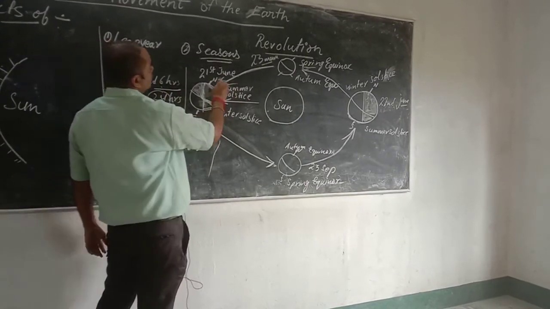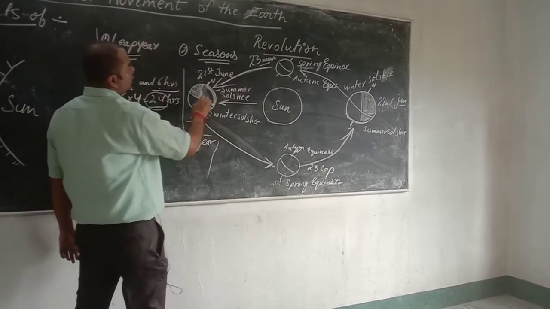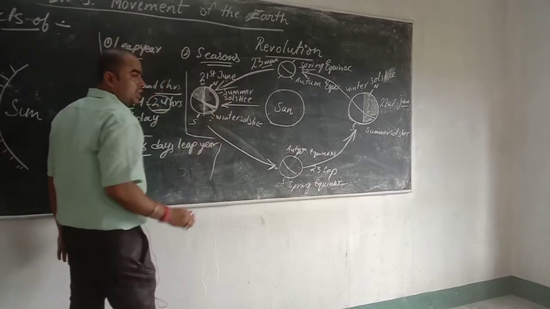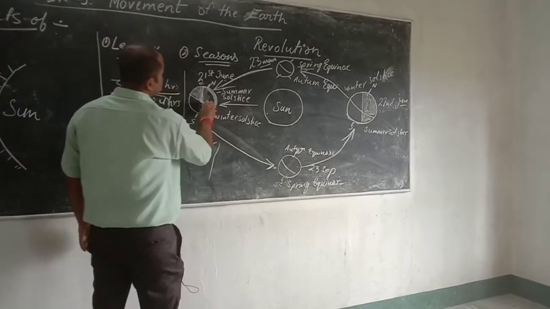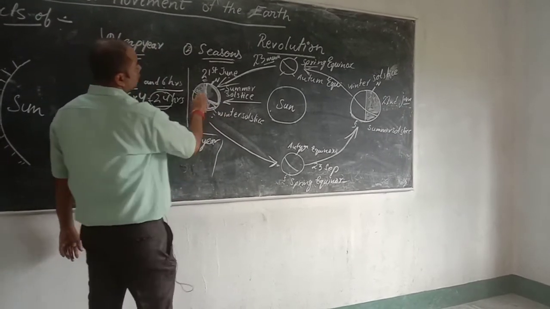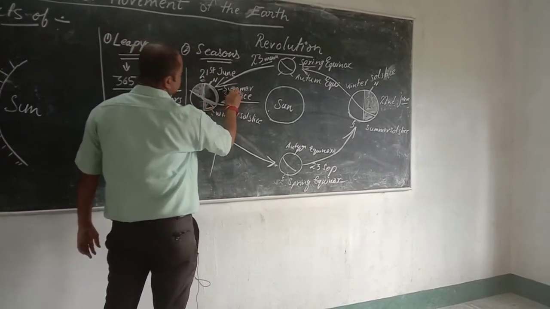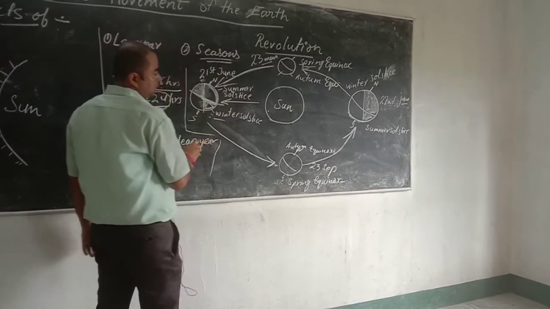Is that clear? So the date is 21st June. We observe this day, the longest day in the northern hemisphere, on 21st of June. Now it is the shortest day for the southern hemisphere. Is that clear? So the northern hemisphere is experiencing summer season and the southern hemisphere is experiencing winter season.